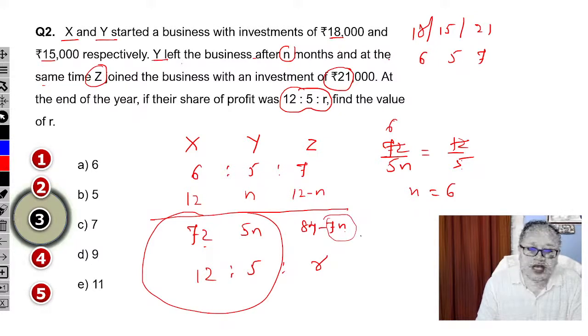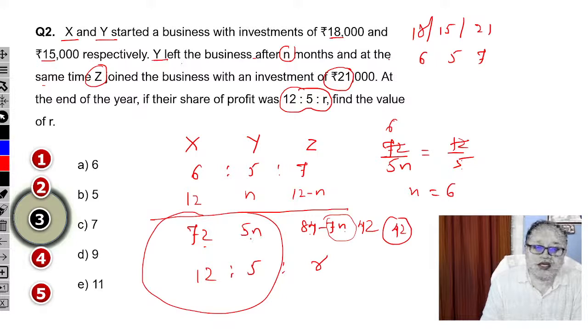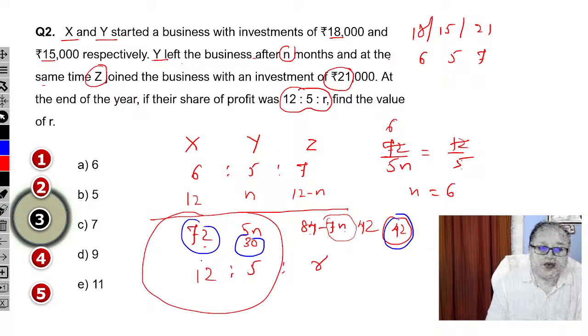There's 7n, and 7 × 6 is 42. So that is 84 minus 42, which is 42. This value here is 5n, which becomes 30. So now notice that this is 30, this is 72, and this is 42. Now, by what number is 72 divided in order to get 12?